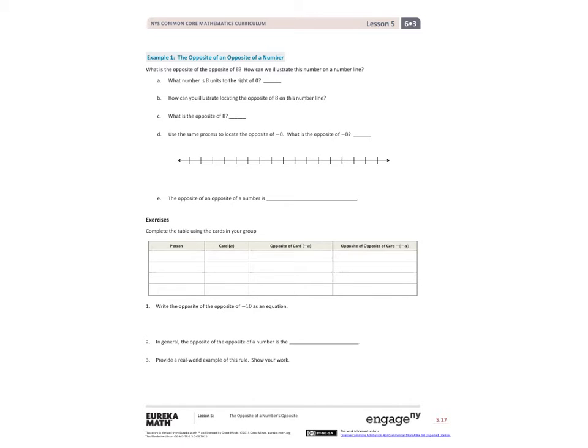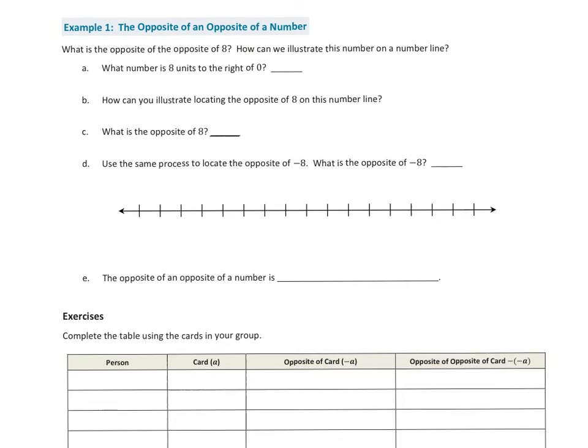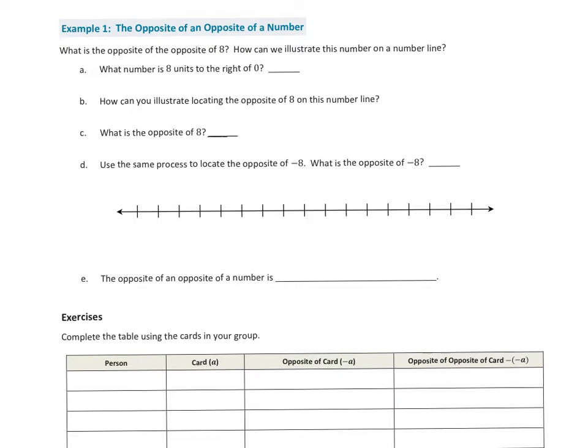So example 1 talks about the opposite of a number. And the question is, what is the opposite of 8? And how can we illustrate this number on a number line? So it starts off with what number is 8 units to the right of 0? So we make this bigger. We can see, based on our number line here, that to the right of 0, 8 units would be marked right here. And so the number that is 8 units to the right of 0 is positive 8.